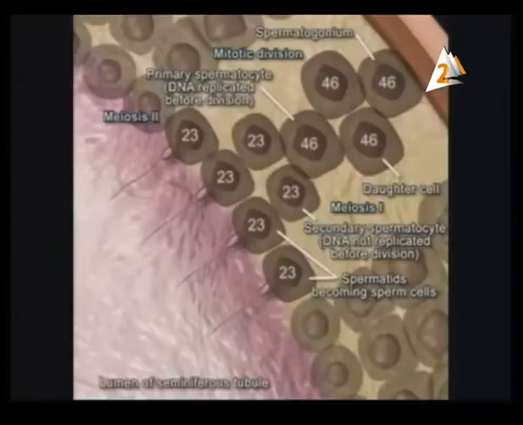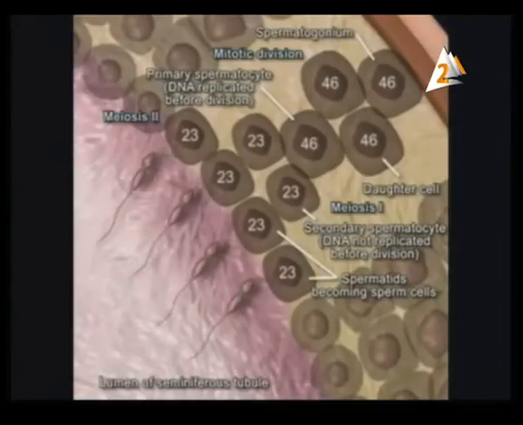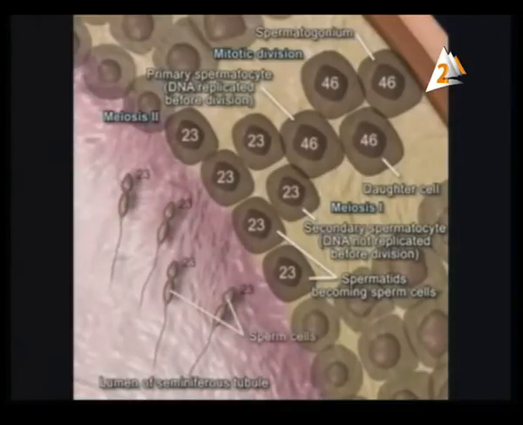The last phase in spermatogenesis is the metamorphosis phase. In this phase, the spermatids are converted into sperm or changed into sperm. Let us revise this part, or the spermatogenesis.